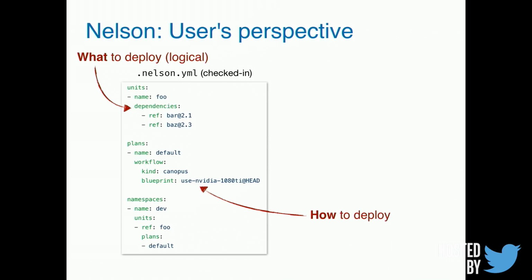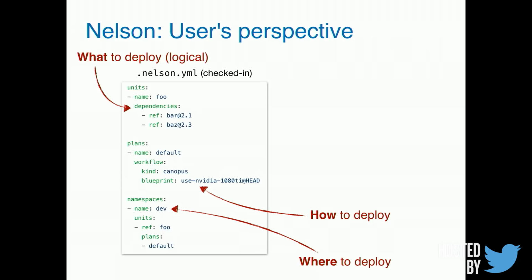The second section is a plan section, which describes how to deploy it. This will include stuff like how much CPU to give it, how much memory to give it, how much disk space, how many instances, and stuff like that. We also have a blueprint here, which I'll talk about in a bit. You can think of this as, at a very high level, where you want this thing to be deployed. So in this case, I want this to be deployed on a machine that has GPUs on it.